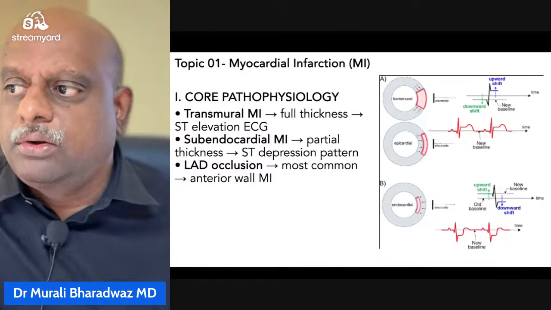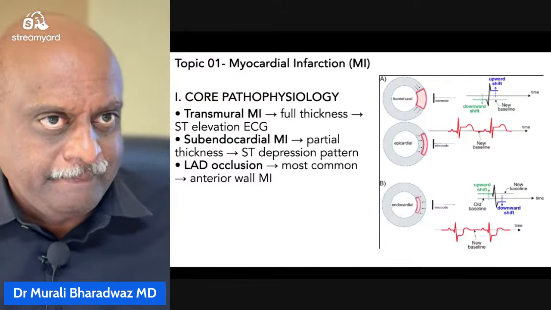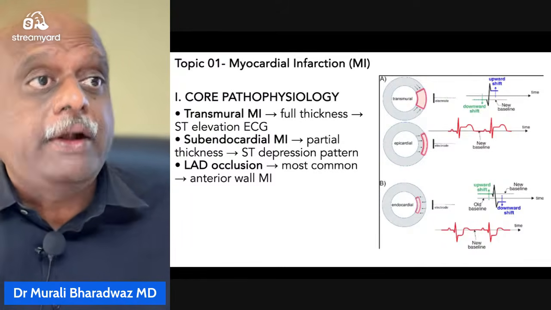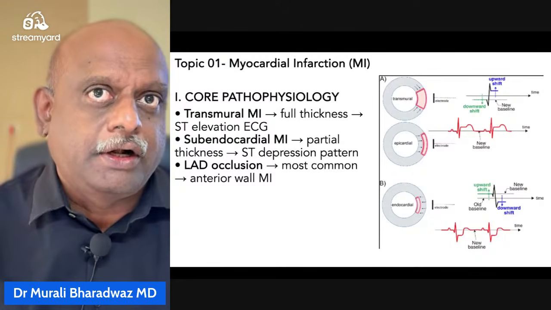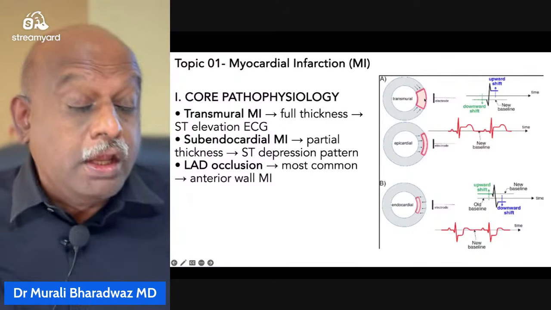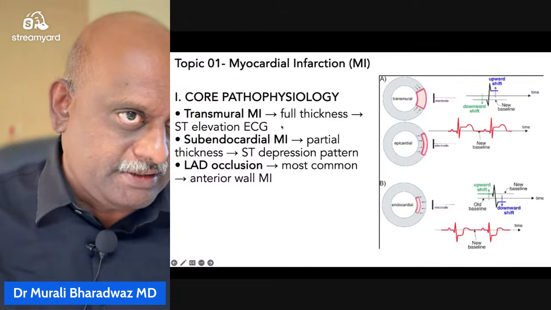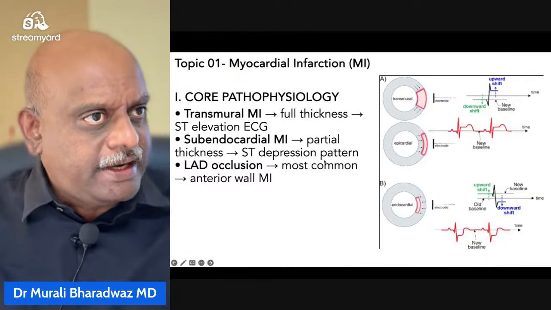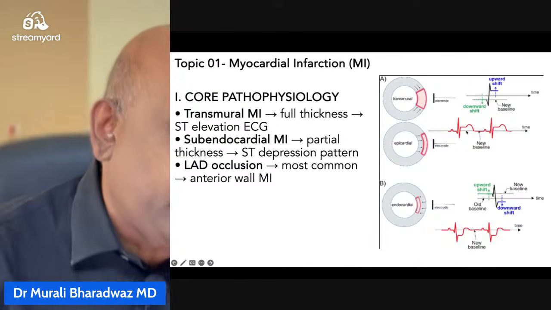What are the two types of infarction, doctor? One is transmural MI, entire thickness of the myocardium. Second is subendocardial infarction. Transmural MI, as you can see here, reflects on the ECG as an elevation of the ST segment, whereas subendocardial MI is only partial thickness. That's the reason it presents as ST depression is what we need to remember.